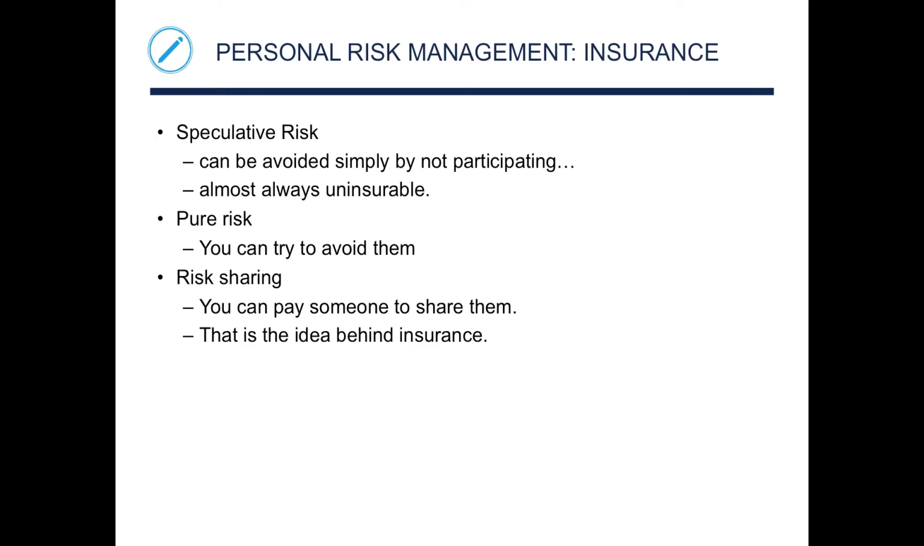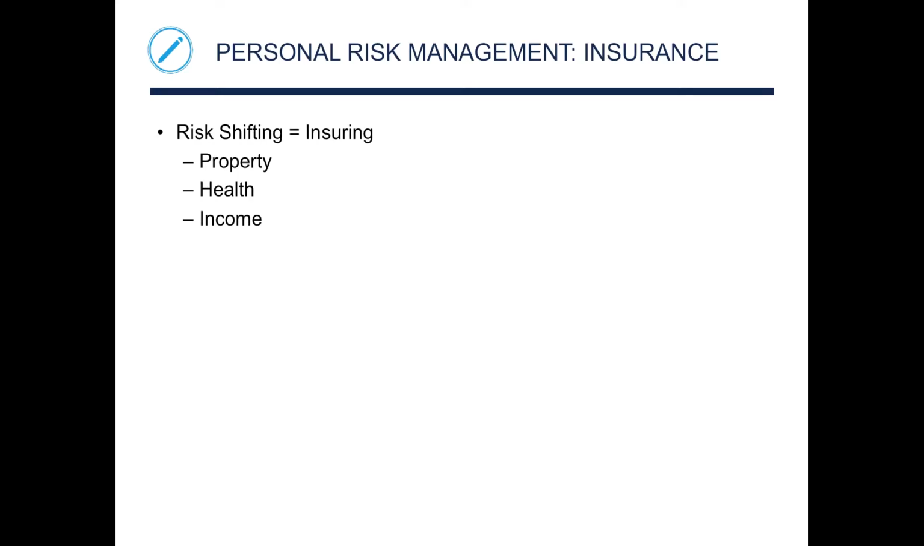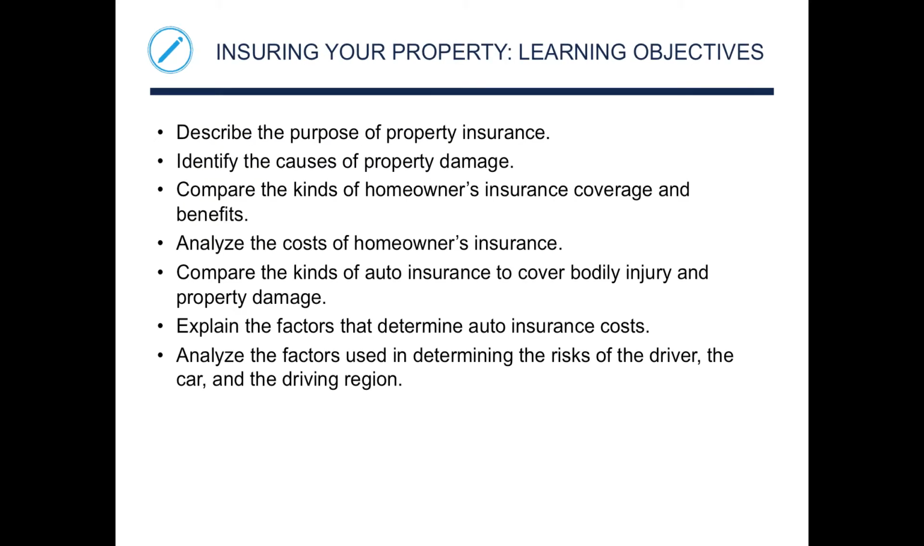There's a couple different types of risks. First, you have speculative risk, which can be avoided simply by not participating and is almost always uninsurable. Then you have pure risk, you can try to avoid them, and then risk sharing, you can pay someone to share them. And that's the idea behind insurance. Risk shifting equals insuring, and then you can insure property, health, and income.